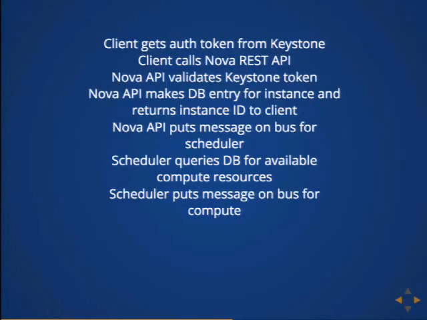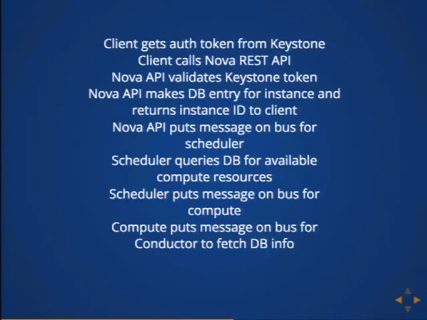And then once it's picked the compute that it wants to run this instance on, it's going to put a message on the bus for that compute service, because the compute service runs a message. The compute gets that message, and it needs to fetch that information out of the database. It talks to the database by way of the conductor, because we don't want all of our computes, because there could be thousands of them, all talking to the database.